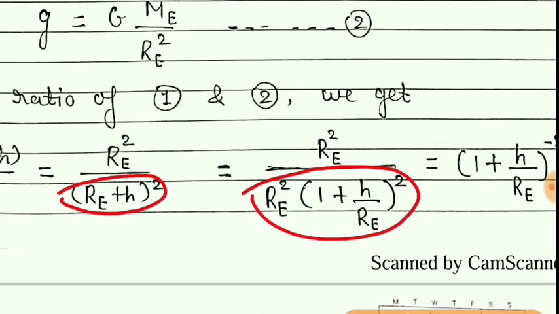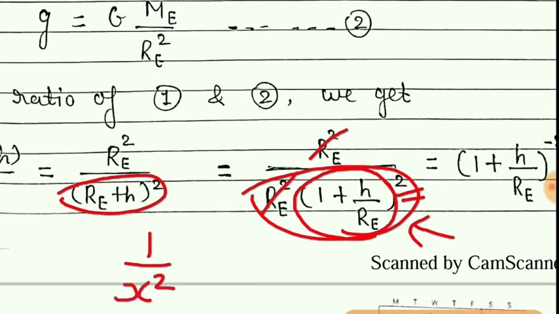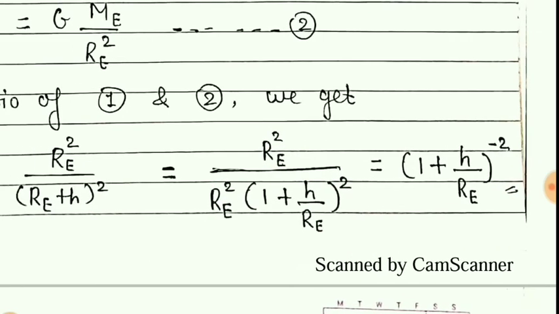then next what can we do? Re square will cancel. So what remains now? This 1 plus h upon Re square, which is in the denominator, and we know that if we have 1 upon x square, then we can write this as x raised to minus 2. So here also this term which is in the denominator and it is having square, we can write that as 1 plus h upon Re raised to minus 2.